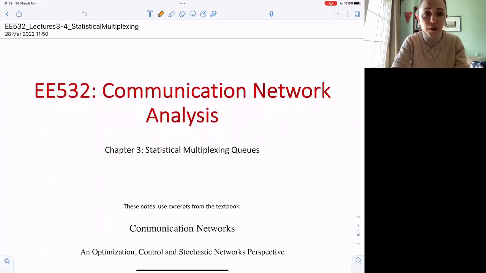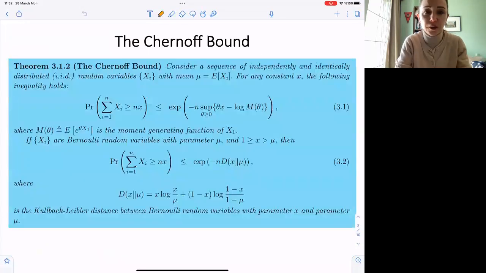Welcome again. We are starting talking about statistical multiplexing and queues. As you know very well, our analysis of queuing systems is going to be required to understand the nature of delay in networks. And in such computations, we often need probabilistic bounds. The first bound that we're going to learn in this course, essentially the only bound, to be honest, for this chapter, is the Chernoff bound.